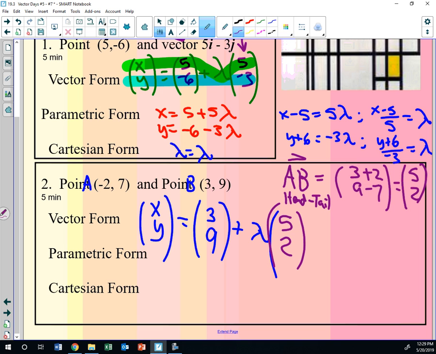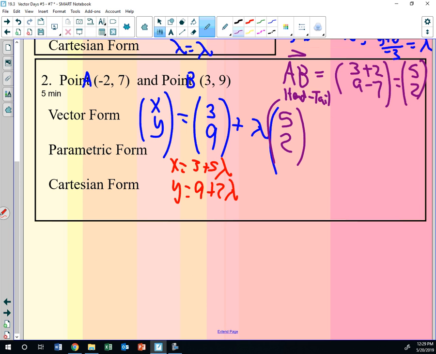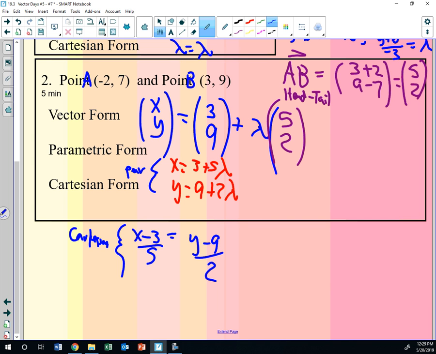Now, once you know that, now we can do the parametric. X equal 3 plus 5 lambda, and y equal 9 plus 2 lambda. Then when you want to find Cartesian, no problem, x minus 3 equals 5 lambda, we're going to divide by 5. Y minus 9 equals 2 lambda, we're going to divide by 2, and those will be equal. So there is your parametric, your Cartesian, and your vector form. All three.